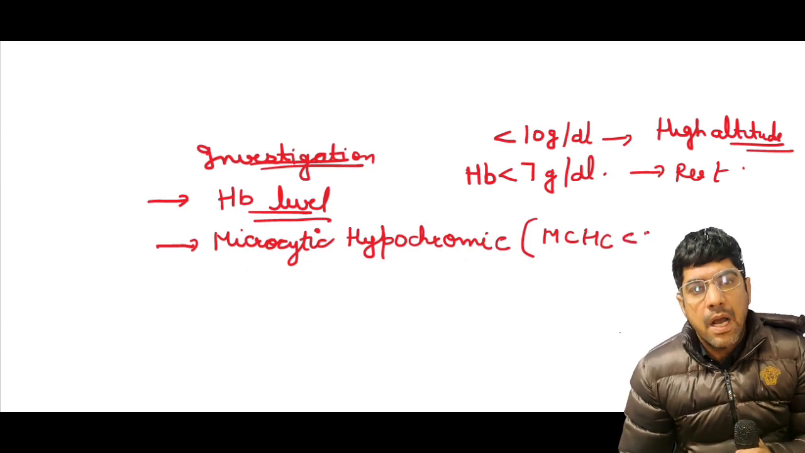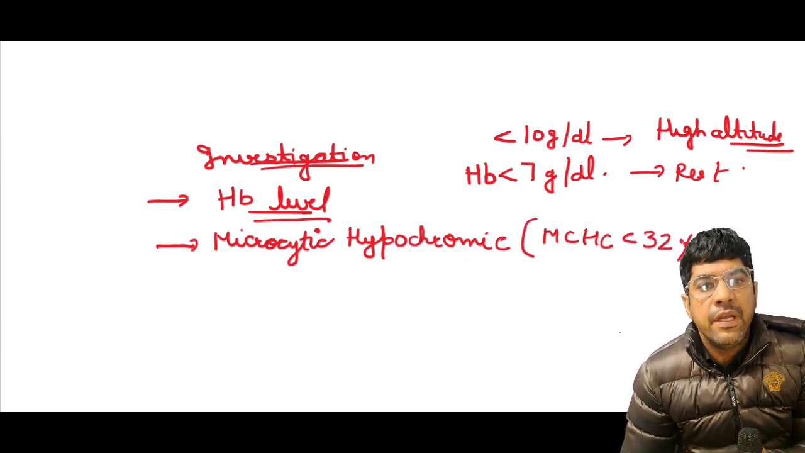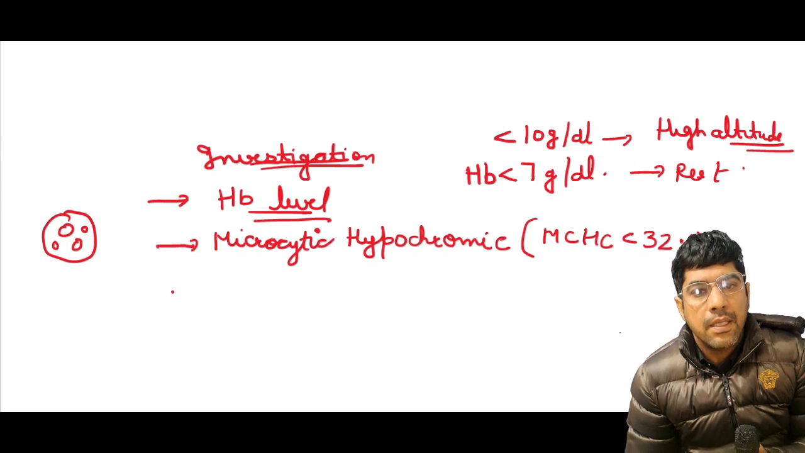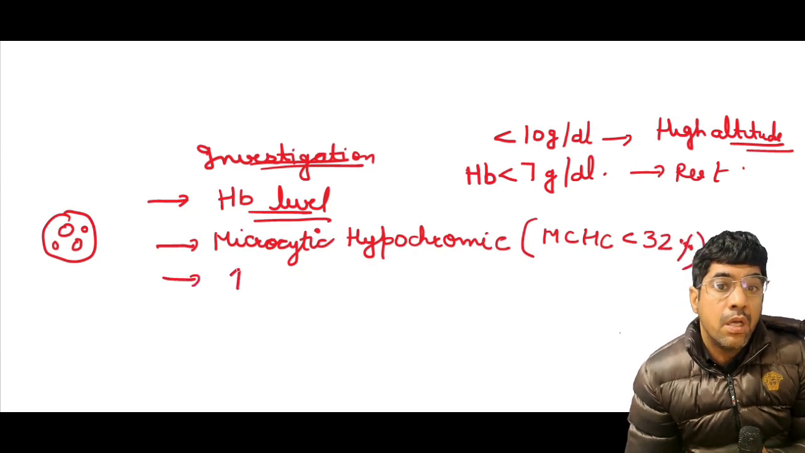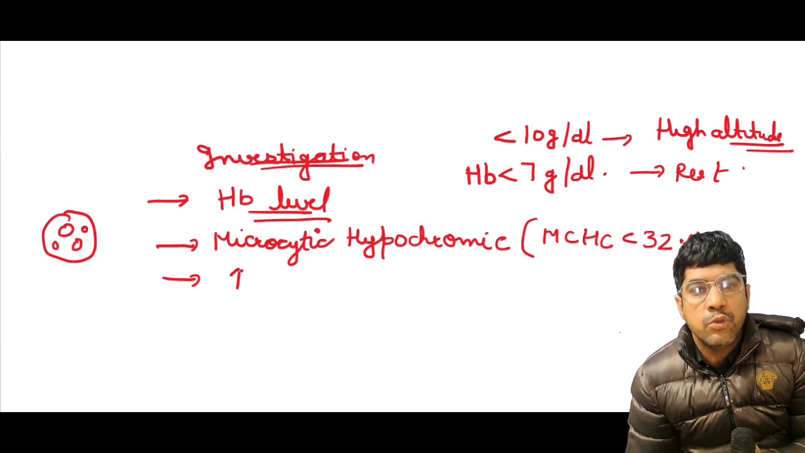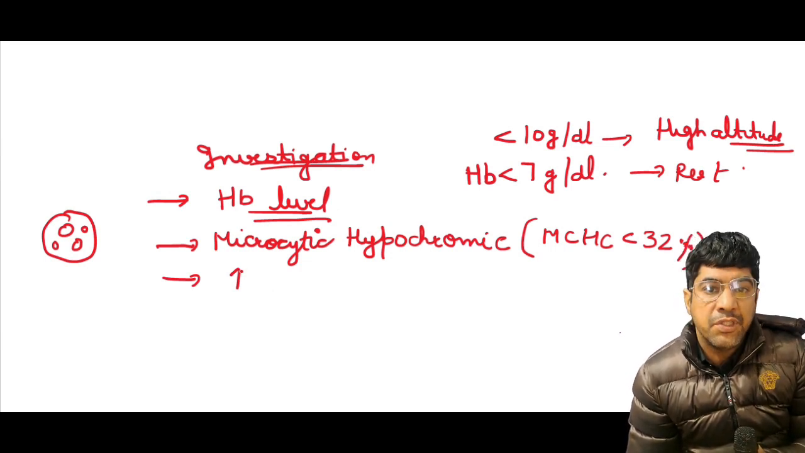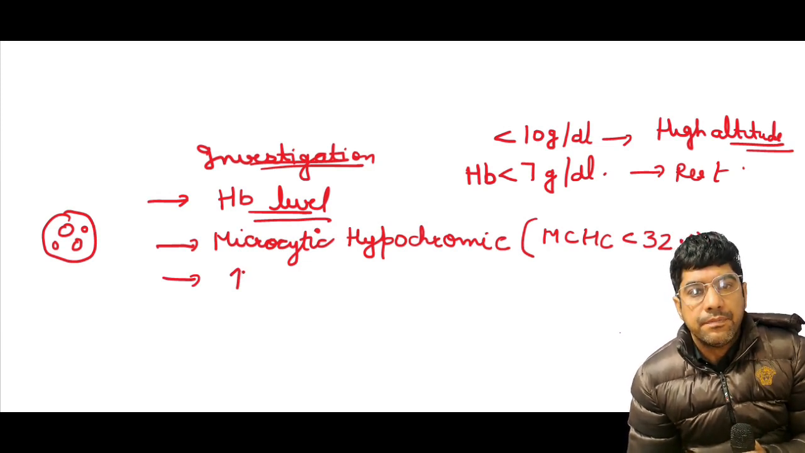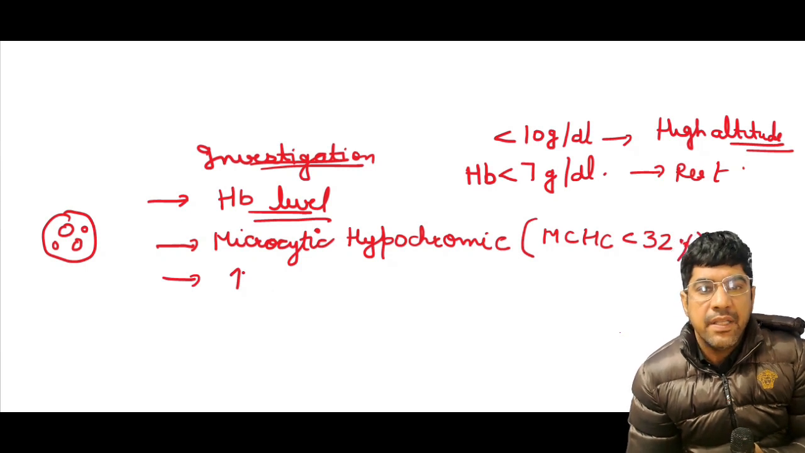Other is hypochromic. Hypochromic refers to decreased amount of hemoglobin that is present within the red blood cells. Normally, the red blood cells have a red color due to hemoglobin, which carry oxygen. In hypochromic, there would be reduced hemoglobin content that would cause the cells to look more pale or less red than usual. So this is often associated with condition when there is insufficient iron available for the synthesis of hemoglobin, leading to less hemoglobin content within the red blood cells.